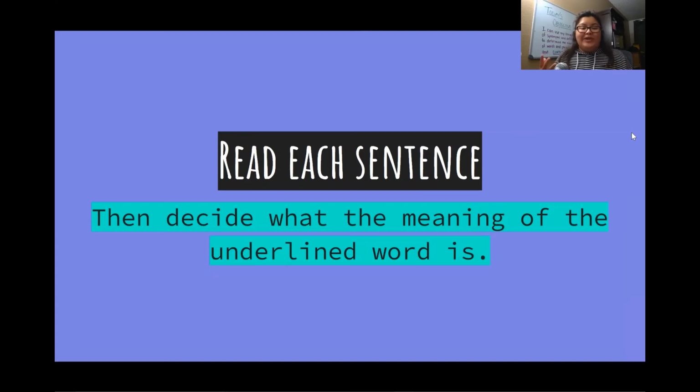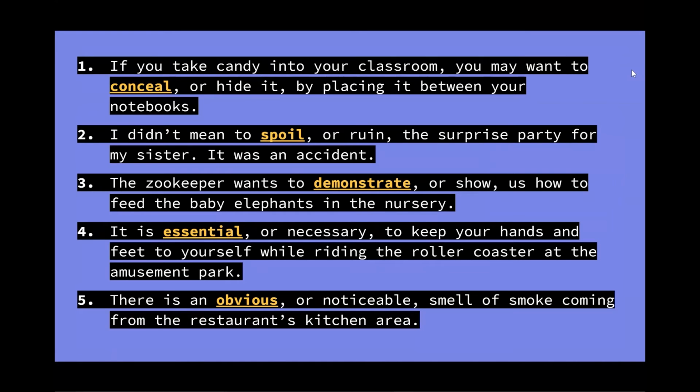All right, what I want you to do is you're going to read each sentence. You're going to have 5 sentences because you're finding 5 words, right? And then you're going to decide what the meaning of the underlined word is, just like when we practiced before, right? All right, so let's look at our sentences. I will read through all 5 sentences. If you want to pause at any point just to read them, you can go ahead and do that.